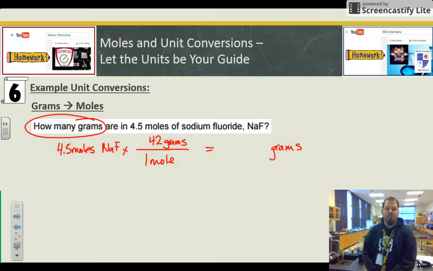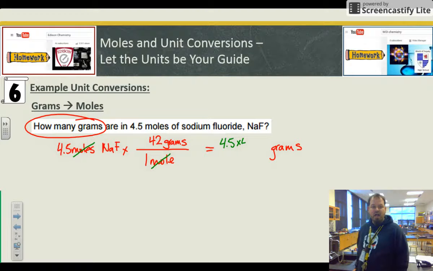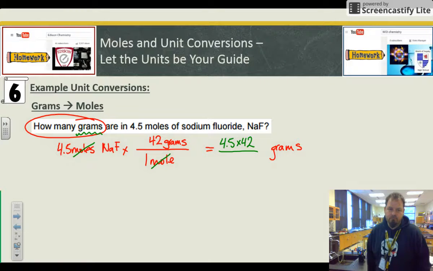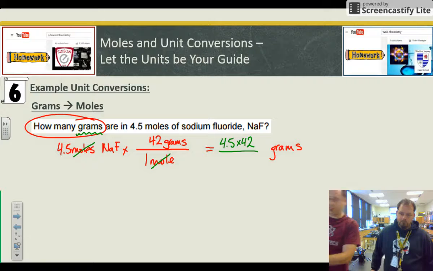And we set that up with the grams in the numerator so that moles are in the denominator and moles cancels. So now it's effectively 4.5 times 42. That's my answer. And I need to plug that into the calculator, and I got my grams. And let the units be your guide. I have grams left. That's what I want. And you can put grams on a scale. That's the point.